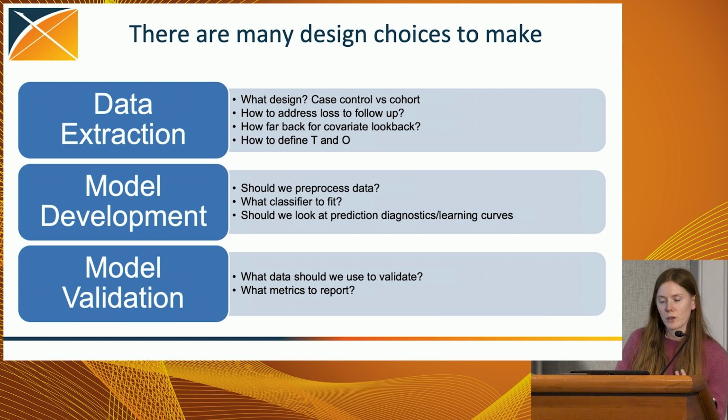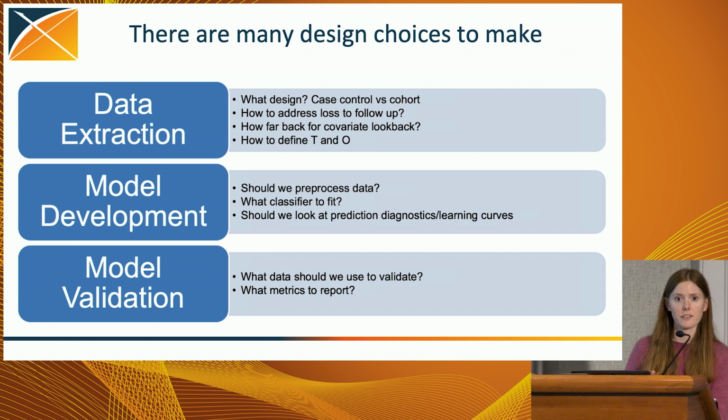So when you're extracting the data, there's the question of what design do you do? Do you do a cohort design? Do you do a case control design? When you're creating the features to describe people, how far back do you go? Do you look at the last 30 days? Do you look at the last 6 months, last year, any time prior? When you're doing a cohort design, you have an issue that sometimes you may lose people. So you may not have them observed, for example, in this case, for the full year.